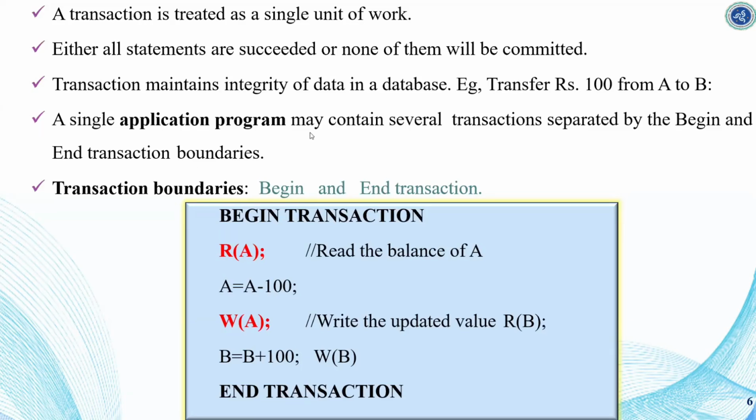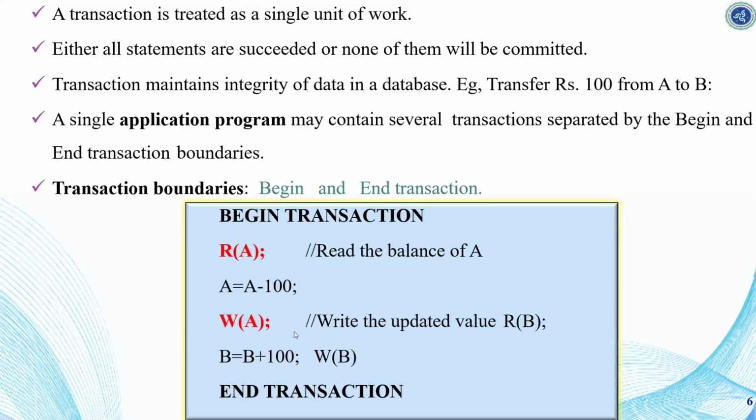A single application program may contain several transactions, separated by begin and end transactions. Here we have seen only a transaction having a single begin and end. Similarly, a program can have multiple begin and end transactions also. The transaction boundaries are the begin and end transaction.